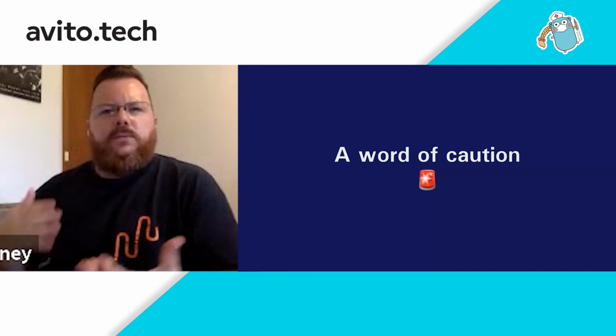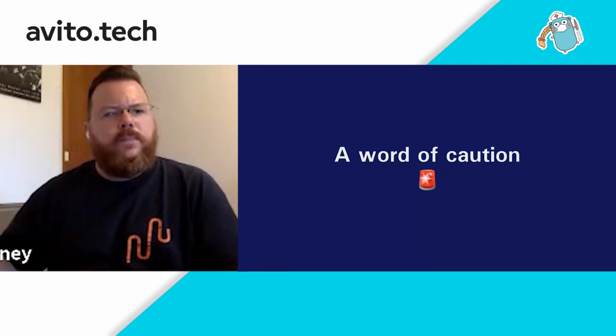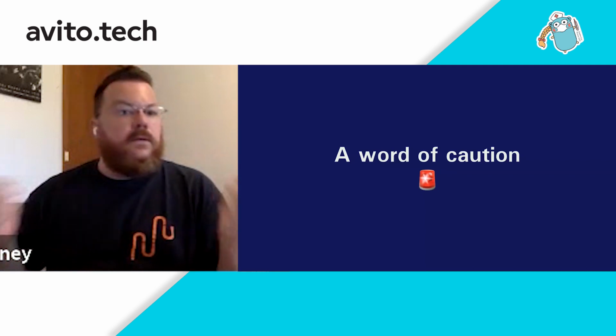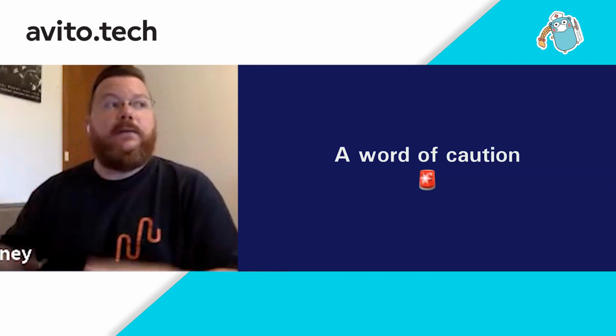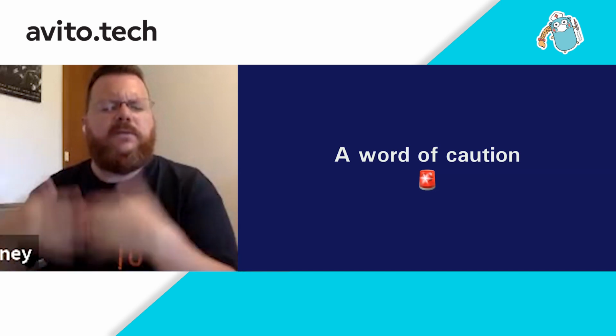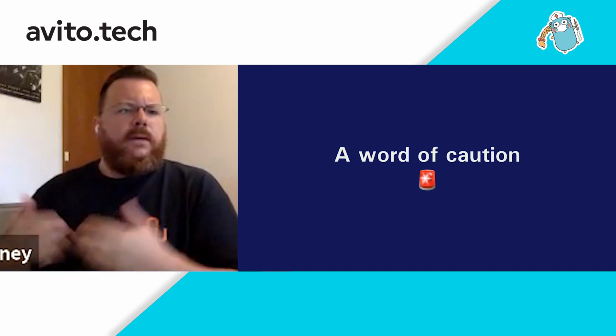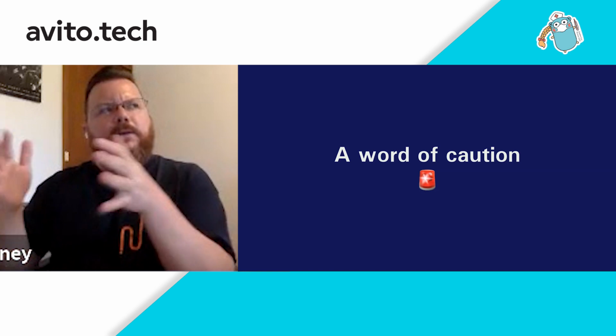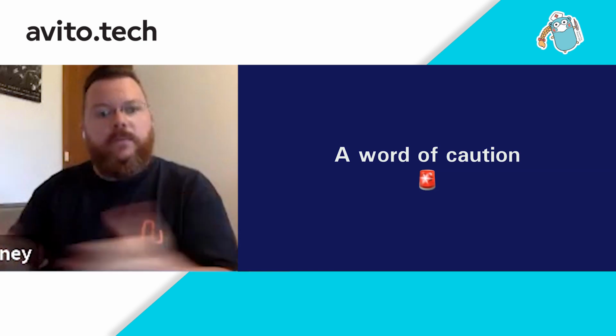Which brings me to a word of caution. I said earlier that Pragmas are not part of the language. You're not going to find anything that I'm going to talk about today on golang.org. It's not in the spec. Because while they might be in a particular implementation, which we all use, they're not part of the language itself.